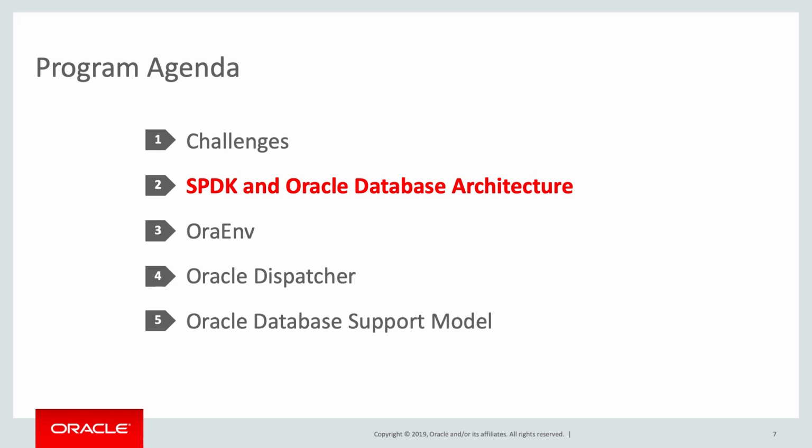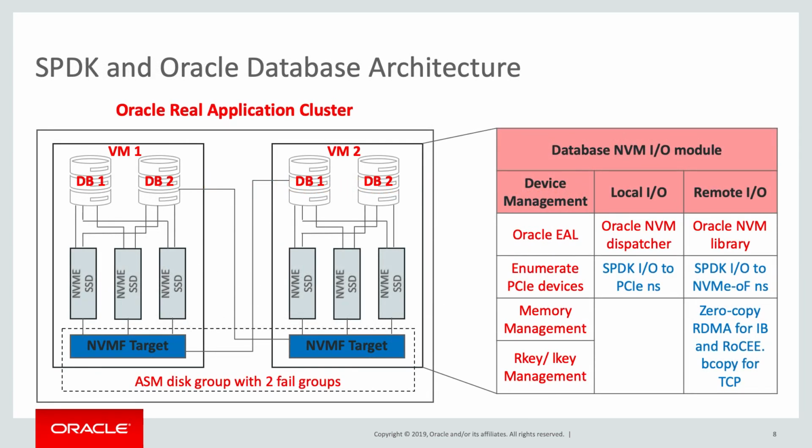So let's quickly look at what the architecture looks like. So this is a picture of an Oracle real application cluster. We've shown a couple of VMs here. Each VM is running 2 databases. So these are clustered databases. So we have instance 1 running on VM 1 and instance 2 for the same database DB1 running on the second VM, and similarly for the second database, which is called DB2 over here.